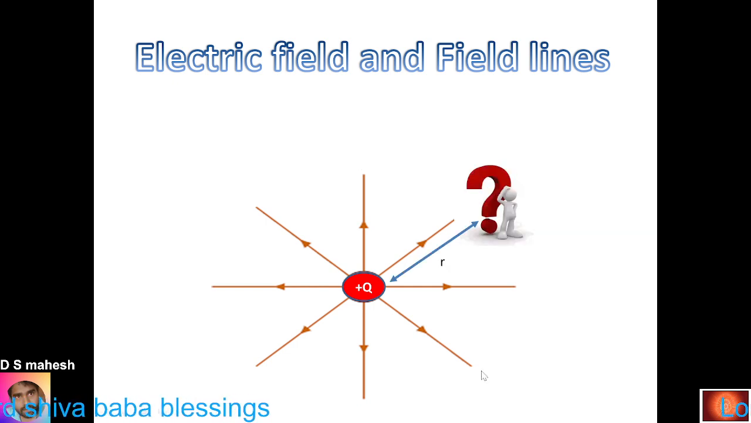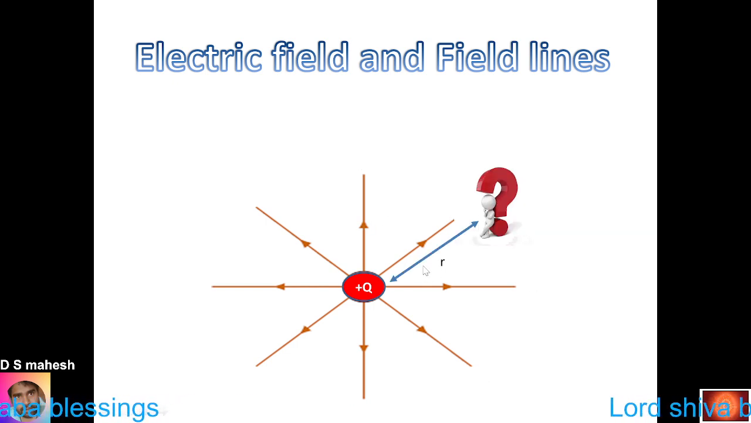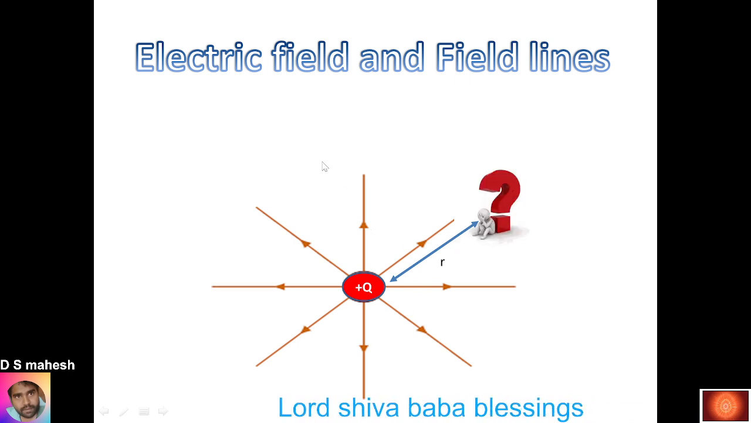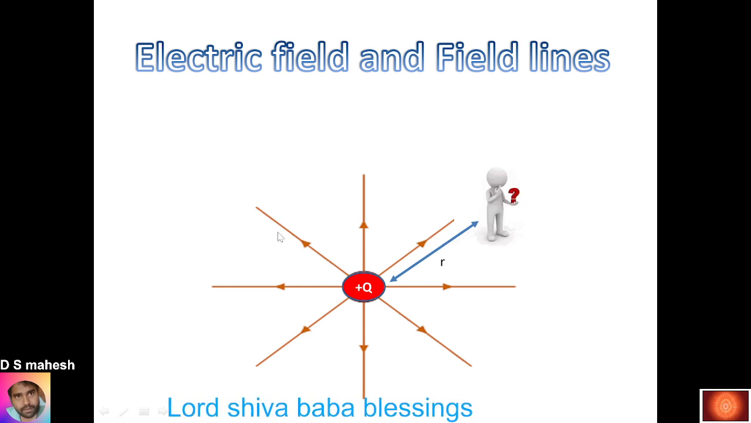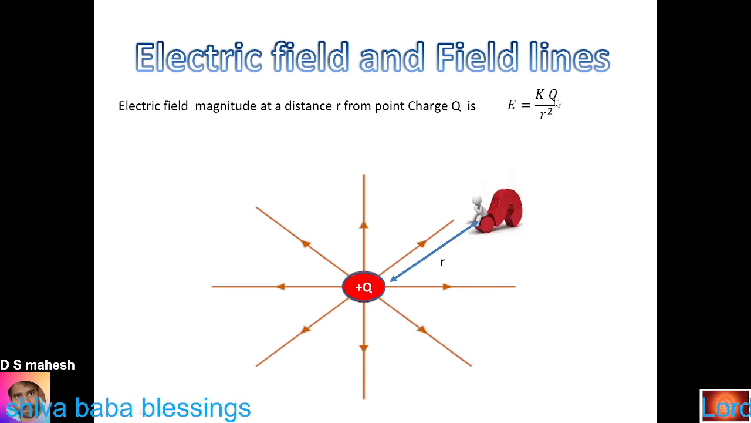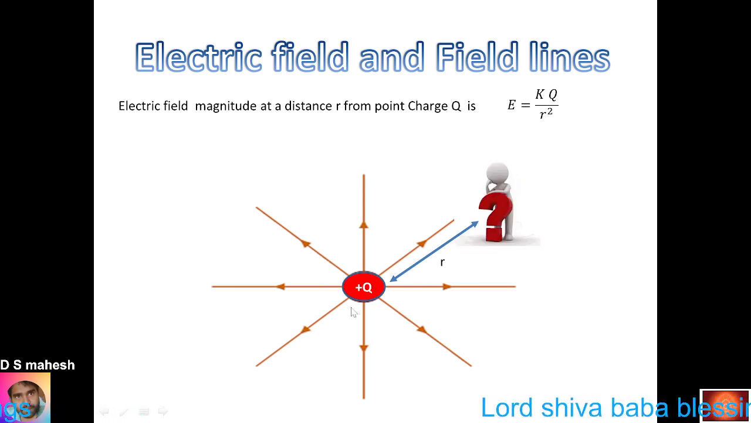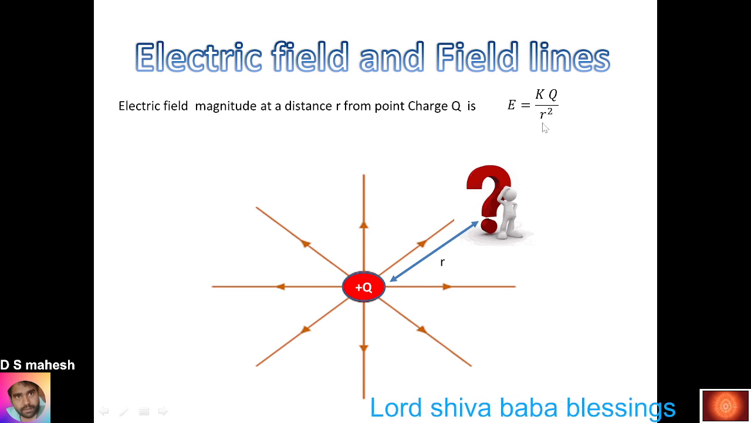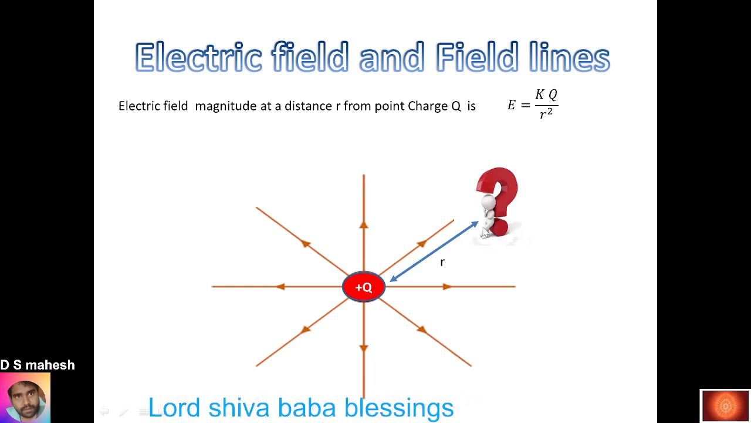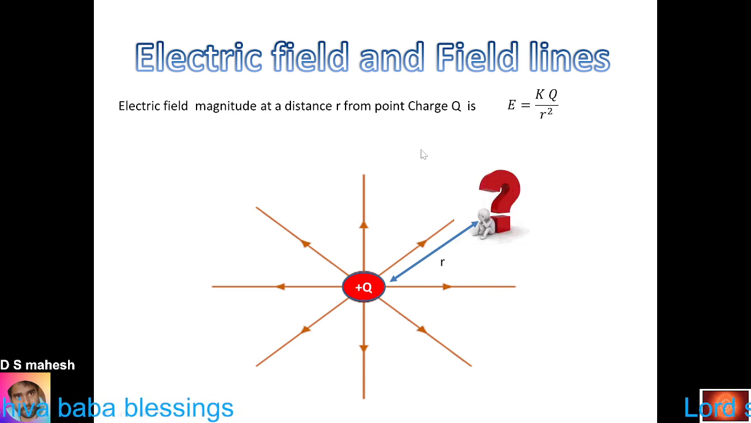So how do you calculate this electric field? Now you know that there is a charge which is producing an electric field surrounding it. So how do you find this electric field at any point? The formula for this is: electric field is equal to K into Q divided by R square, where K is equal to 9 into 10 to the power of 9, Q is the charge which is producing the electric field, and R is the distance at which you are interested in finding the electric field. So this gives you the electric field value. It gives only the magnitude.